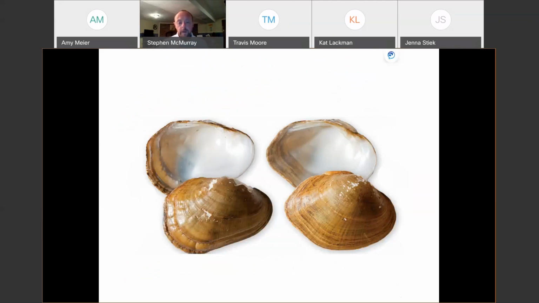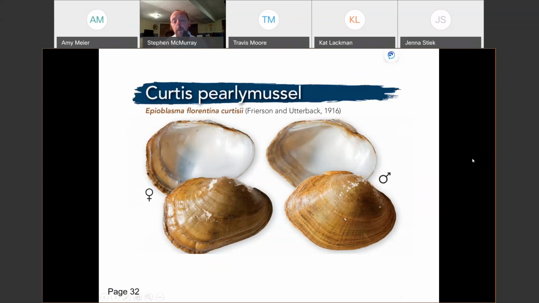If you guys want to throw into the chat box here, how many species do you see here? There's actually 1. And that is one of the problems that we see when we use shell shape. This is both the female on the left and the male on the right of Epioblasma curtisi, the Curtis pearly mussel. It's one of our rare and endangered species in the state, but it is a lampsaline, and you may have noticed when we talked about the lampsalini earlier that they do have sexual dimorphism, and so males and females look a little bit different.